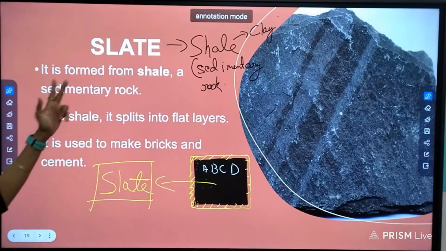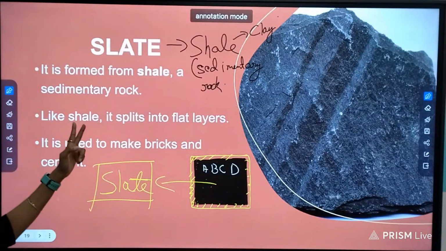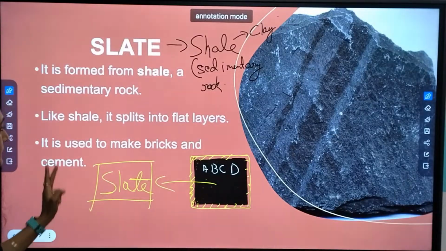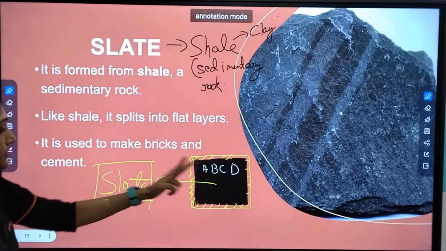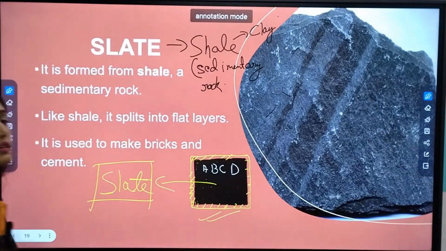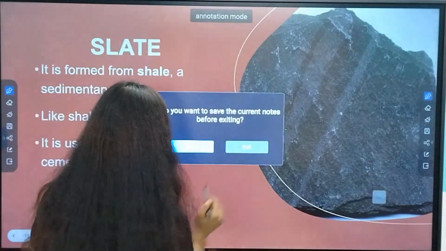Okay, it is formed from shale, a sedimentary rock. I've already told you, shale splits into flat layers and it is used to make bricks and cement. The best example I have given, so you can write this one down. Okay. Done? Clear? I hope it is.